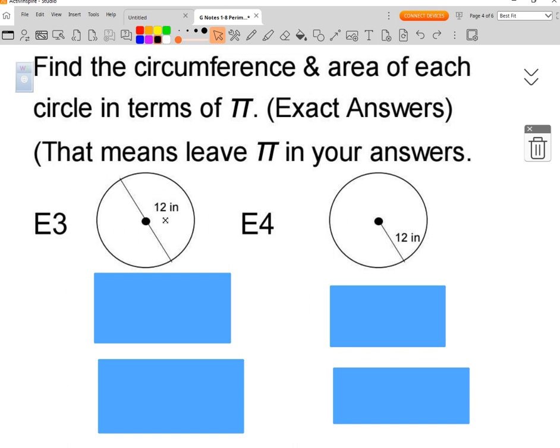So if we're finding the area of this circle, first off, the circumference of this circle. Remember, there are 2 formulas for the circumference of the circle.